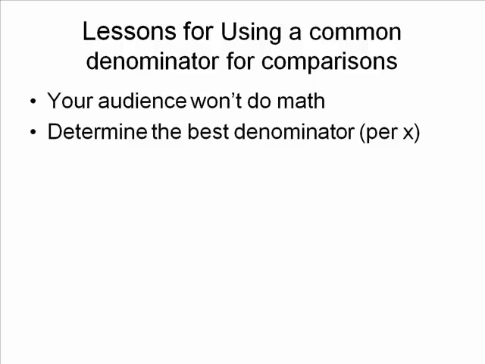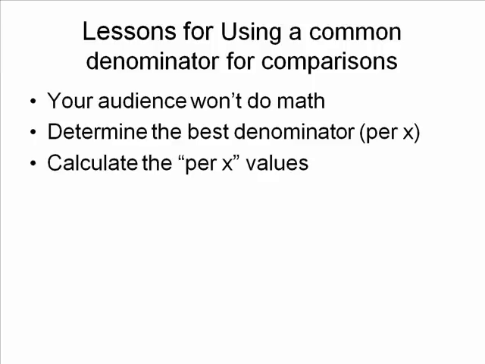So what do you do? First, determine what is that best denominator per X. Here it was per transaction. What's the best one to use? That's not always obvious. Sometimes you have to think about it for a bit, but figure out what that is and then recalculate all of the values that you want to present, again, based on what that key message is, on a per X basis. In this case, per transaction.